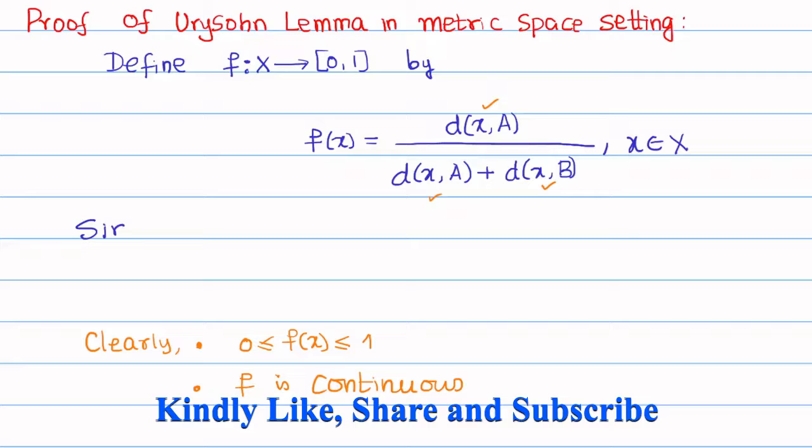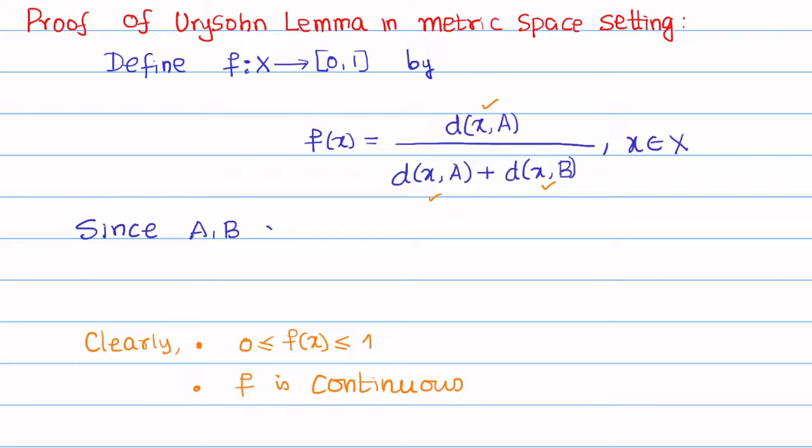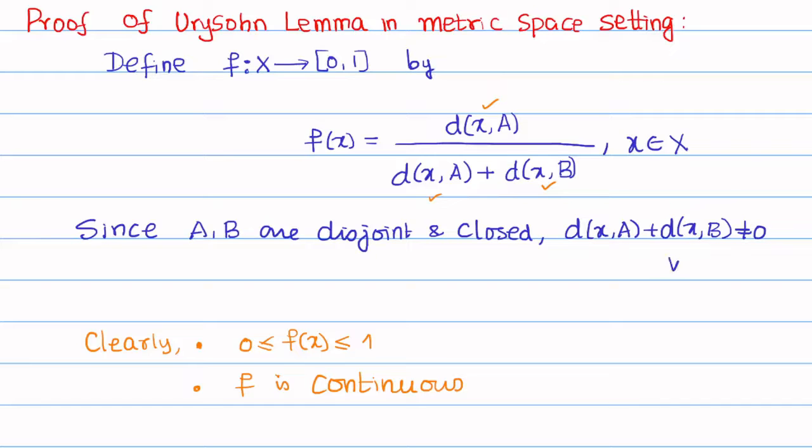Since A comma B are disjoint closed sets, இது ரொம்ப முக்கியம். Disjoint and closed. This denominator இருக்கு பாருங்க, d of x comma A plus d of x comma B, this fellow will not be equal to 0 for every x belongs to capital X. கரெக்டா? ஏன்? ஒருவேளை இது 0 ஆயிட்டுனா இதுவும் 0, இதுவும் 0 ஆகும். ஓகே, அப்ப என்ன நடக்கும்? x A லயும் இருக்கும், x B லயும் இருக்கும். That is a contradiction.